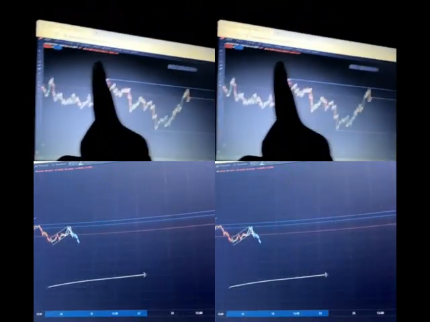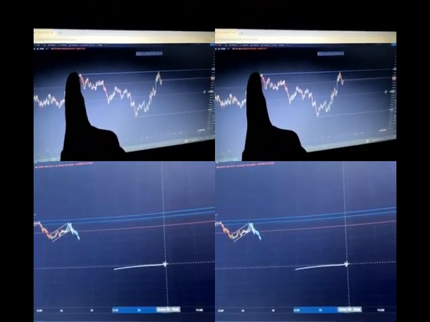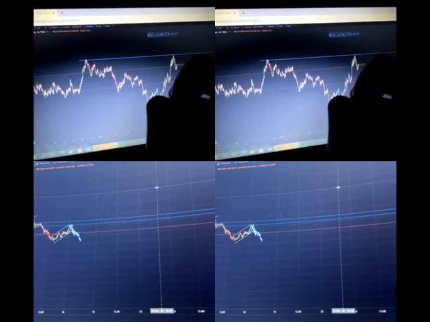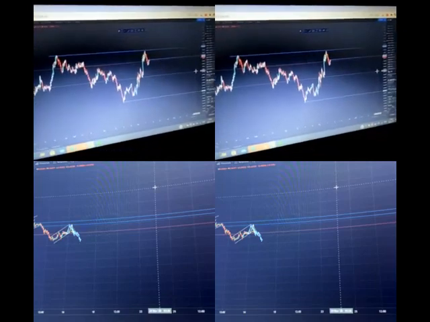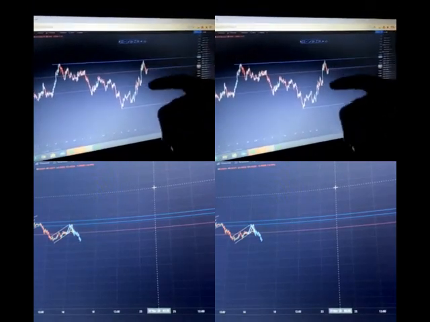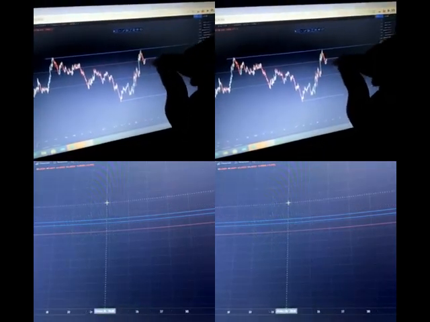Check. We have this highest level, and we have this highest level. This is the 4 hour. When we have this highest level, it was a possible double top. Then the market went down in an impulse move. So now I'm expecting a correction.